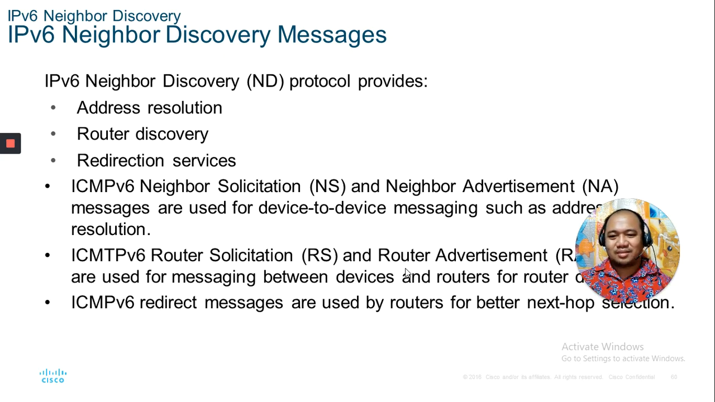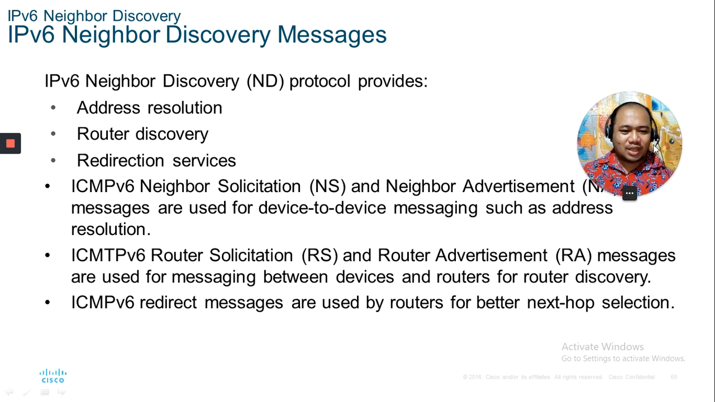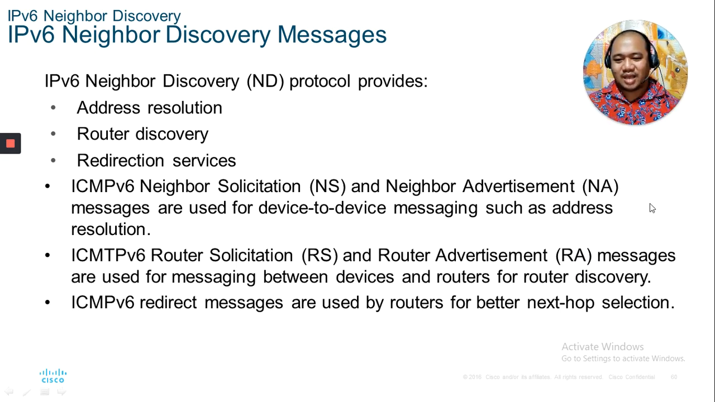Neighbor advertisement messages are used for device to device messaging as address resolution. Router solicitation and router advertisement are used for messaging between devices and routers for router discovery. Okay. ICMP version 6 redirect messages are used by routers for a better next hop selection. Okay.